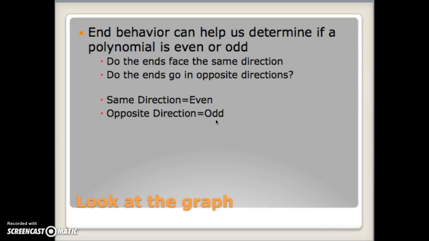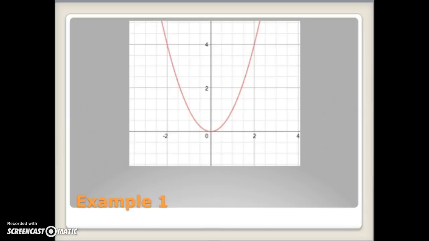So again, specifically, we're looking at the two ends of the graph. So let's look at some examples. First one, all right, here we have a parabola, and both of our ends, as you notice, end up and up. They continue up to infinity forever. So this function here would be an even function, because both ends face up. They're both facing the same direction.